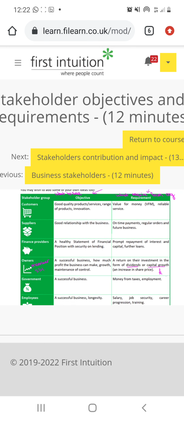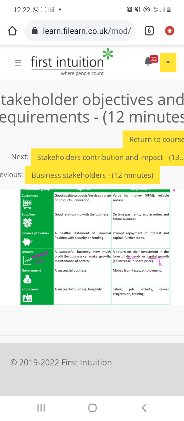The government wants to see a successful business as well. What they require from the business is money from taxes, and they want employment. Employees, think about you in your organisation. You want your business to be a success. You want longevity for the business because the requirement for you is to have that salary, that money coming into your bank at the end of each month. You want job security. You want career progression and training and advancement.